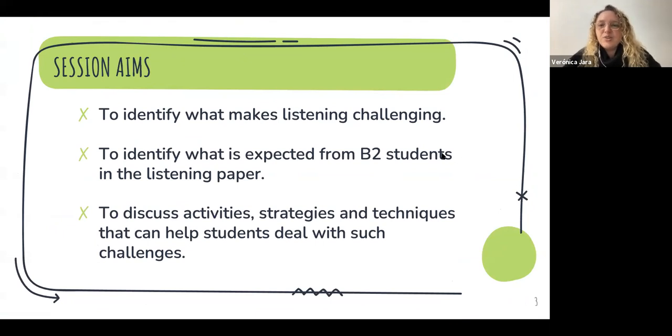These are our session aims for today. First of all, we're going to identify what makes listening challenging for students. Then we're going to identify what is expected from B2 students in the listening paper. And then we're going to discuss some activities, strategies, and techniques that can help students deal with such challenges, right?